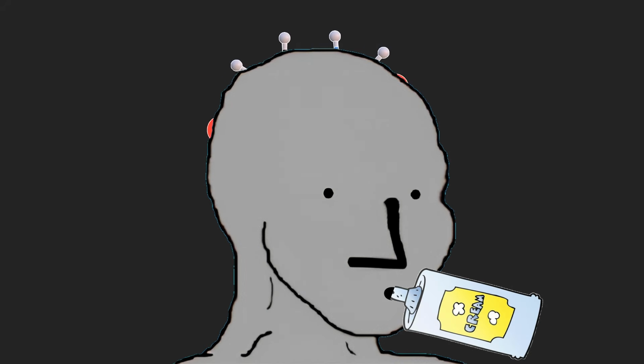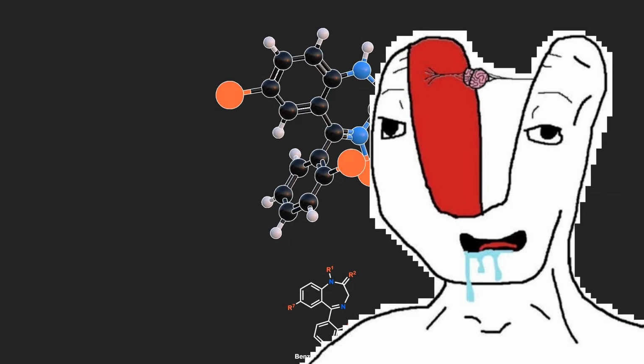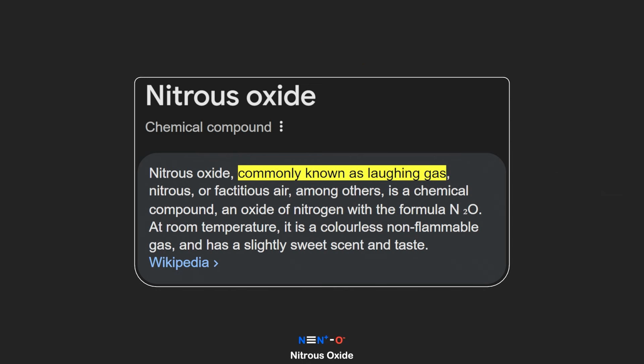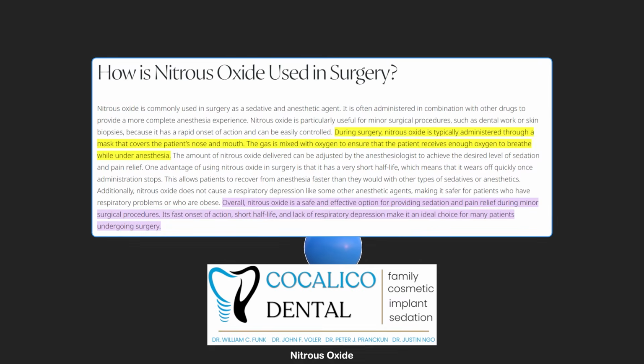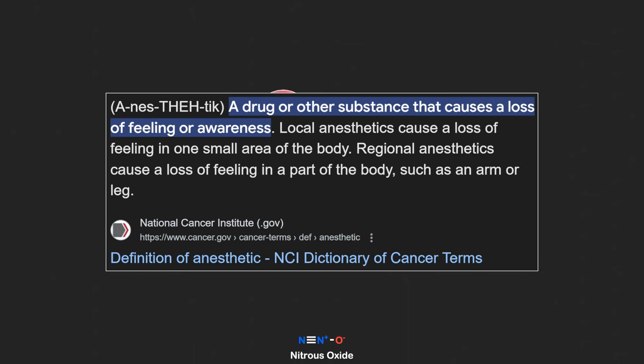A TikToker inhaled from a whipped cream can. This is what happened to his brain. Nitrous oxide, also known as laughing gas, is an inorganic compound with the chemical formula N2O. It is a colorless, non-flammable gas with a slightly sweet scent and taste. Nitrous oxide is very significant in medicine, especially surgery and dentistry, for its use as an anesthetic.